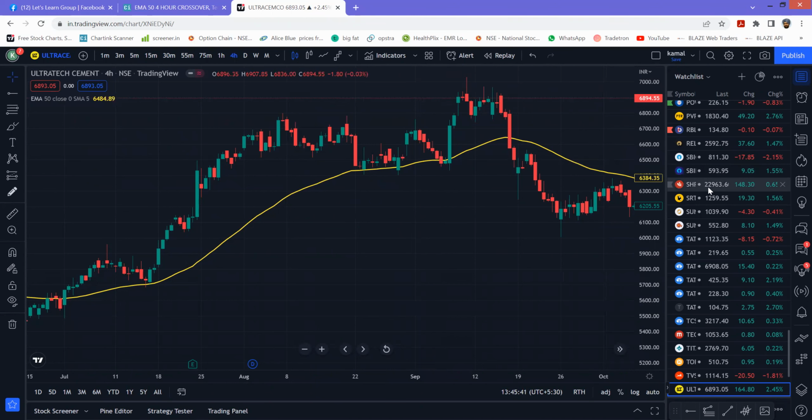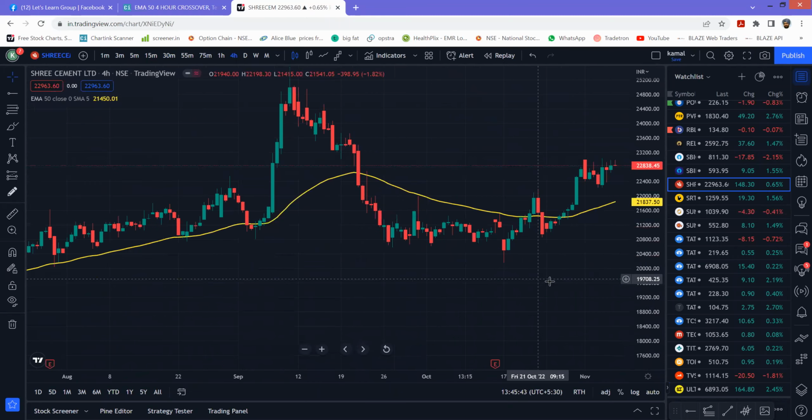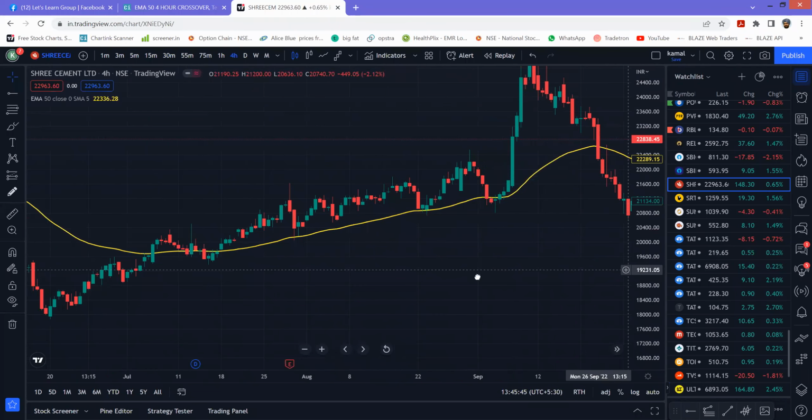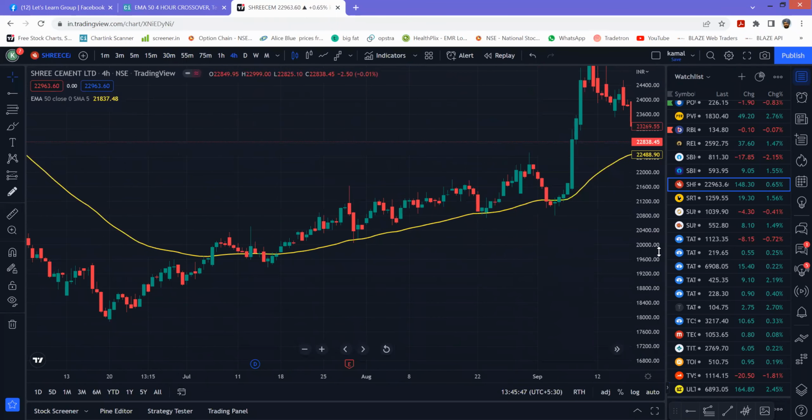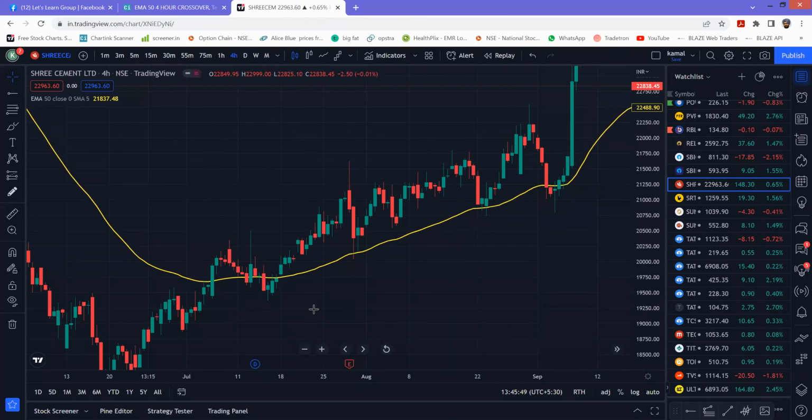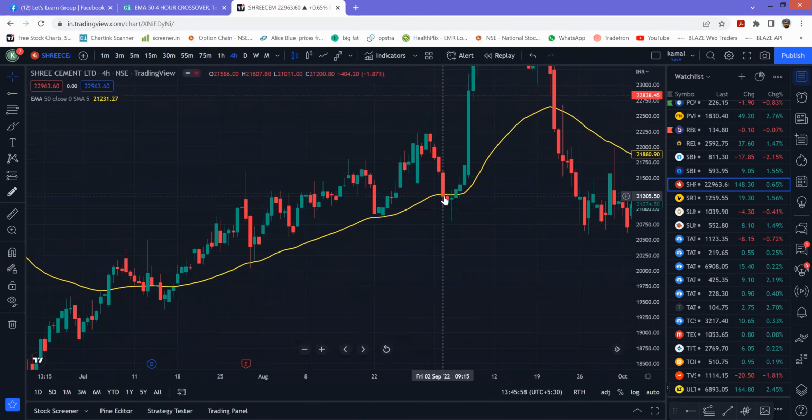Now I show you one more stock. Okay, thank you. Now you see this one. A stock that was 20,000 rupees, Shree Cement. 19,941. And where was the exit? Here, 21,205. 1,800 rupees run. Again here, entry and exit here.